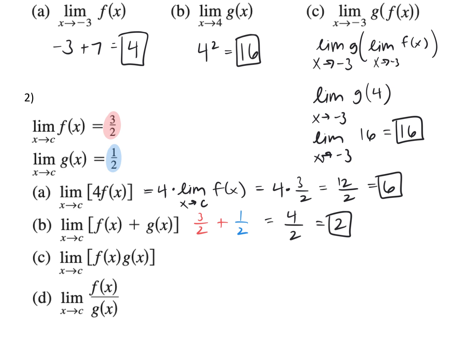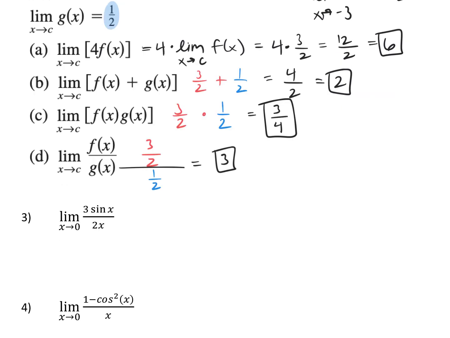C and D are the exact same as B, except you're doing a different operation. So go ahead and do letter C and D right now for me, and check with your neighbor, see if you get the same thing as them. All right, did you guys get 3/4 and 3 for both of those?